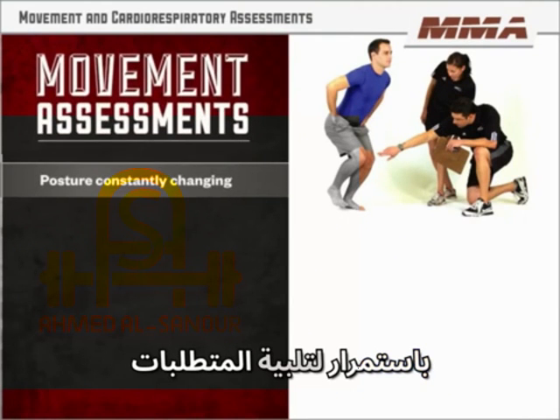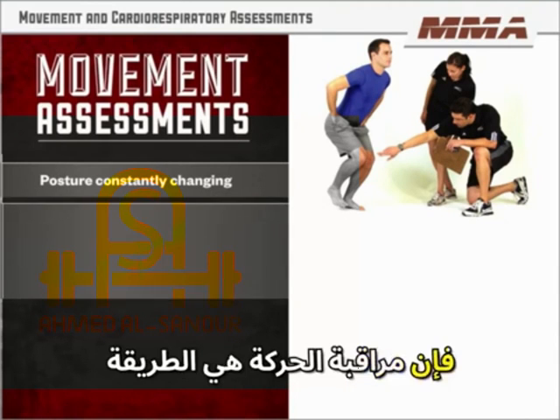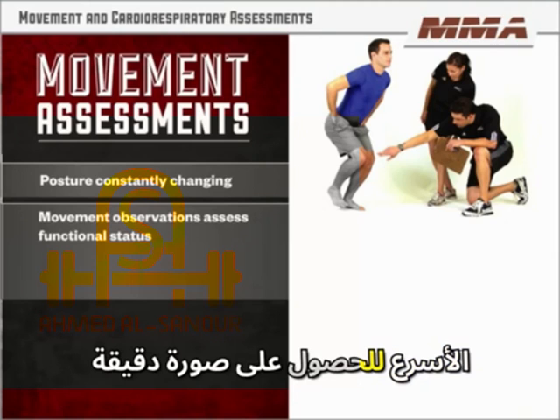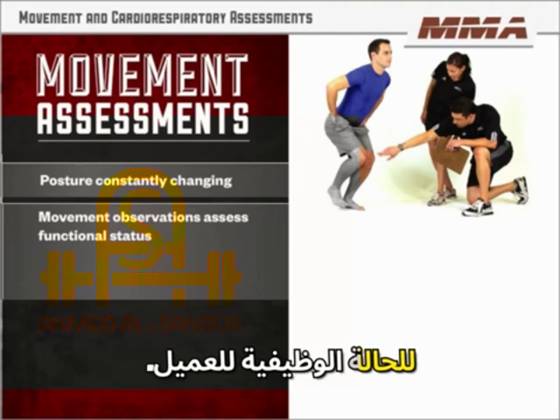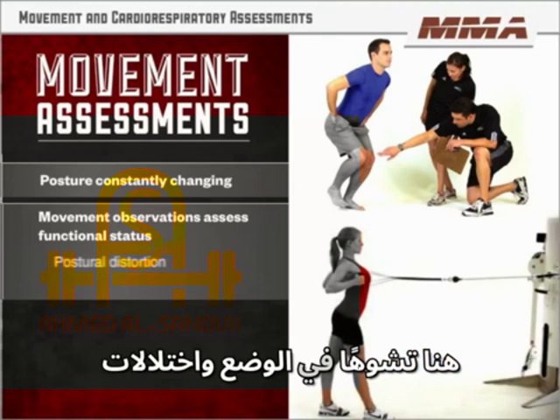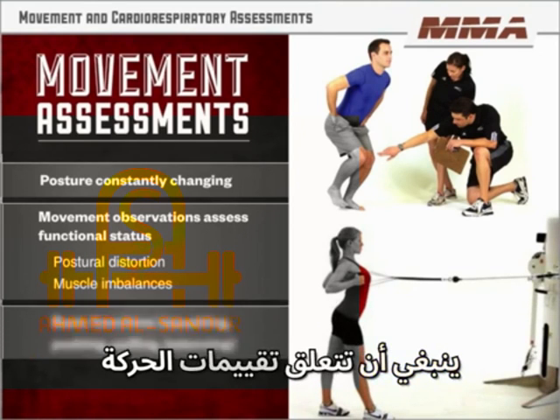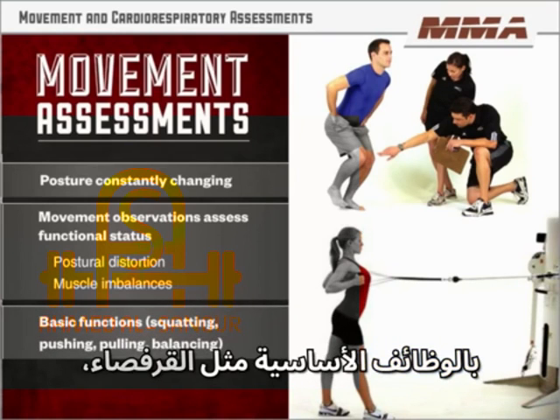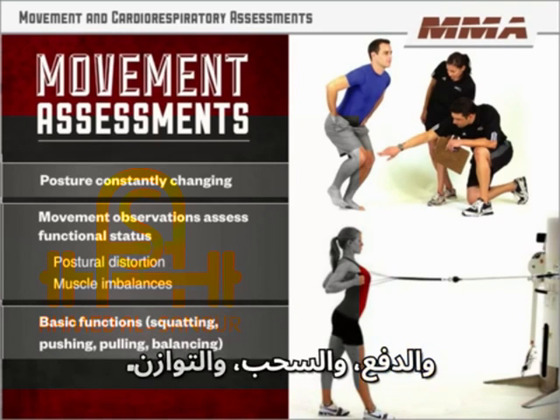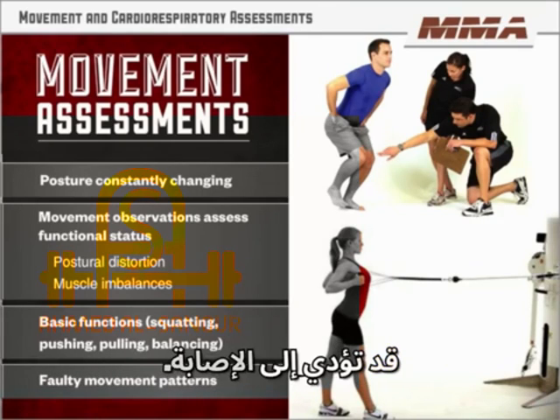Everyday posture is constantly changing to meet the demands placed on the human body. Because of this, observing movement is the quickest way to get an accurate picture of a client's functional status. The observations you see here show postural distortion and potential muscle imbalances. Movement assessments should relate to basic functions like squatting, pushing, pulling, and balancing. Search for any faulty movement patterns that may lead to injury.